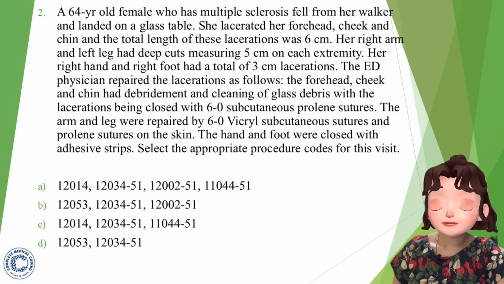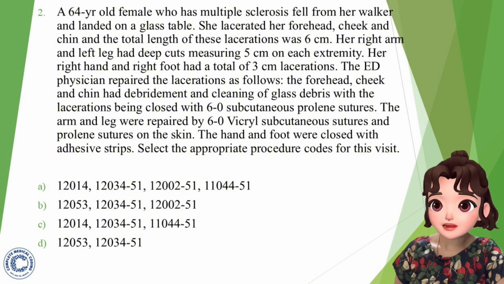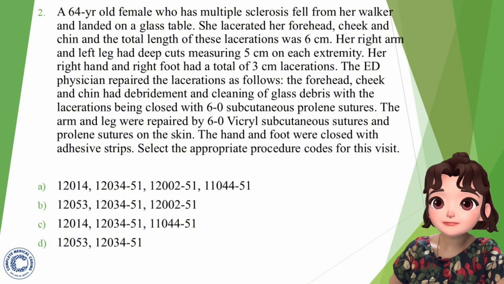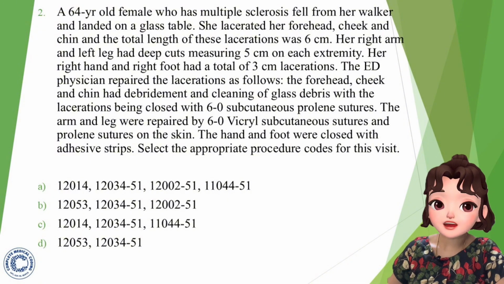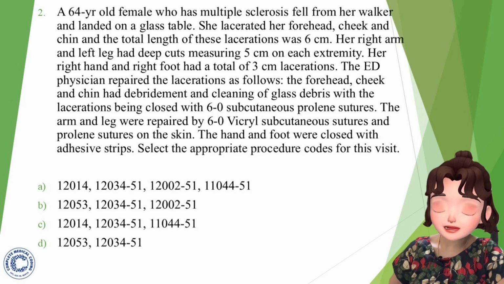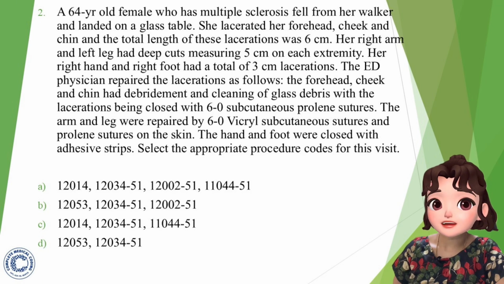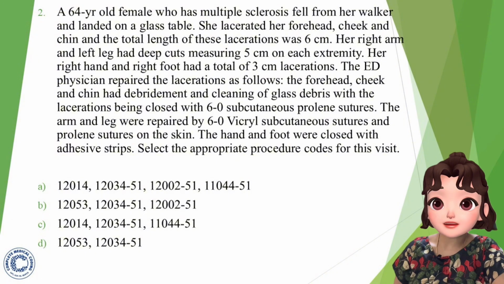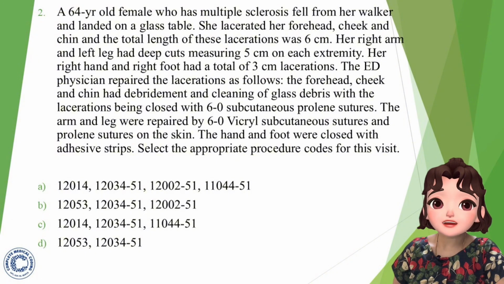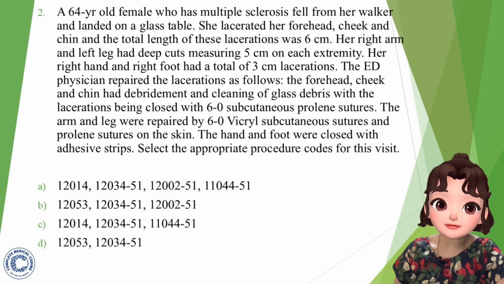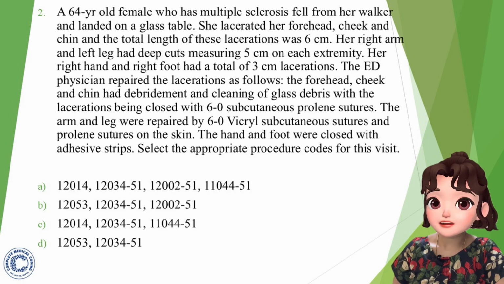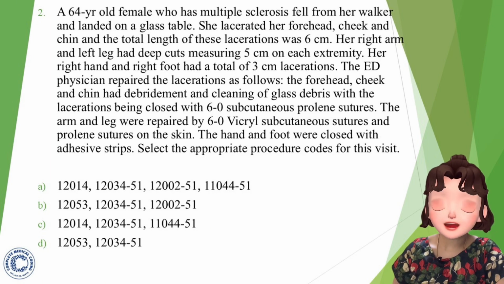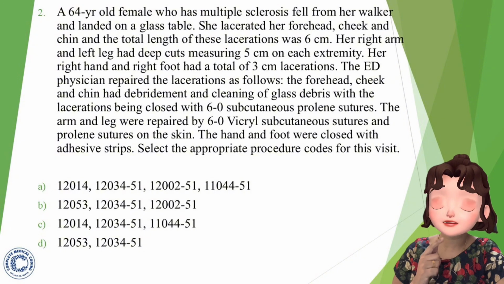So here there should be two sections of codes. The first one you have to code for forehead, cheek and chin, and then comes the hand and leg. Okay. So let's check the CPT codes one by one. But before that, I'll tell you an easy method to save time in this question. See, forehead, cheek and chin, it comes in one part, right?